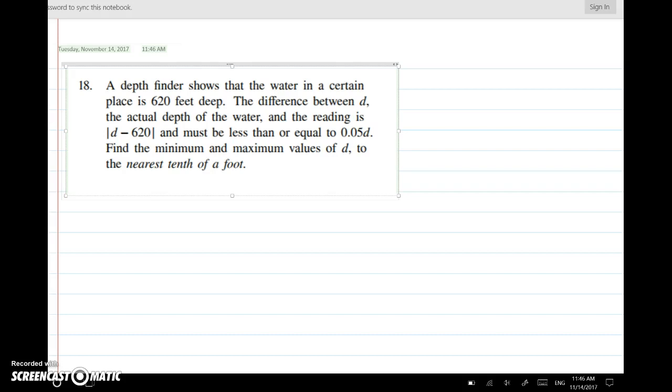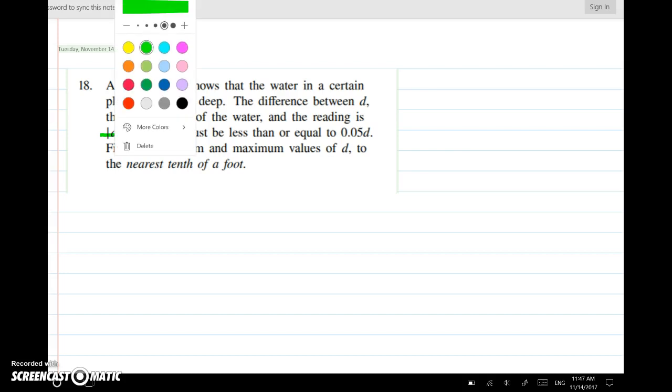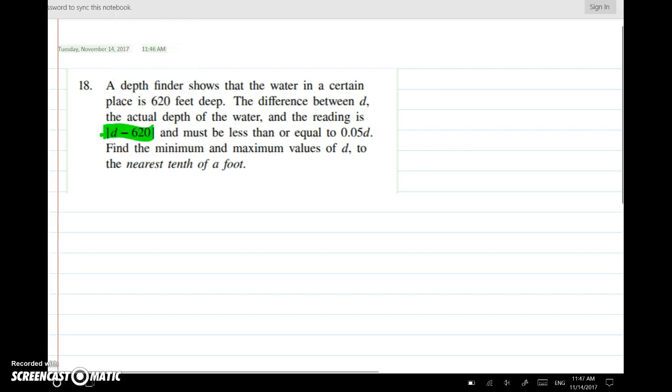So this is problem 18 from the review sheet. A depth finder shows that the water in a certain place is 620 feet deep. The difference between D, the actual depth of the water, and the reading is the absolute value of D minus 620, and must be less than or equal to 0.05 D. Find the minimum and maximum values of D to the nearest tenth of a foot.